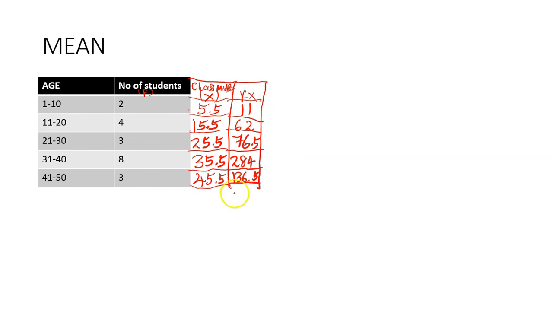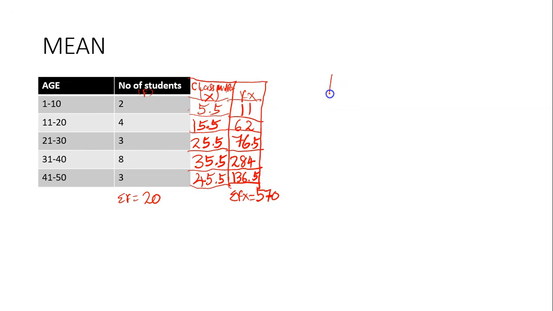Then we can now find the sum of fx, that is sigma fx. So the sum of fx will give us what? Addition of all the fx. So when you add all the fx together, you get 570. Then you come here to find the sum of f, that's sigma f. Sum of f means you should add all the f's together, and when you do that, you get 20.